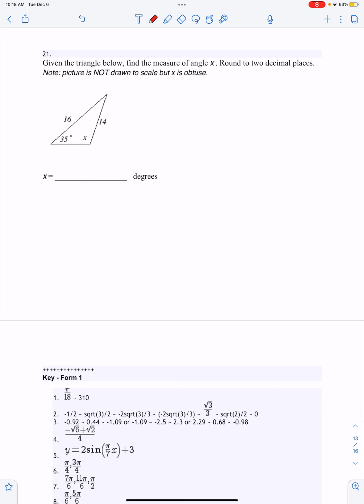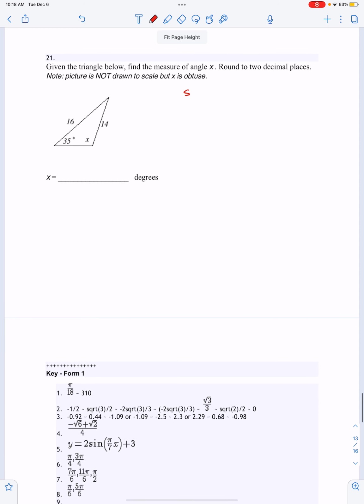Question 21, which is the last one. This is the SSA case, which is the ambiguous case. I'm going to get the acute x, and to find the obtuse x, I'm going to say 180 minus that, because I will have two cases. Wait a minute, this is the law of sines, sorry. So I'm going to use the law of sines actually.